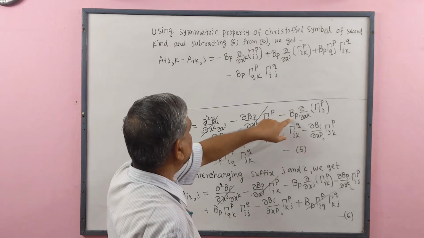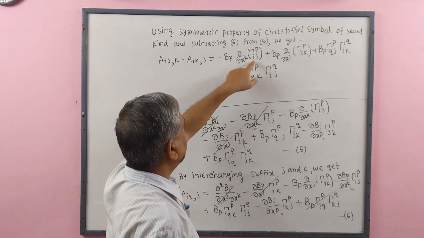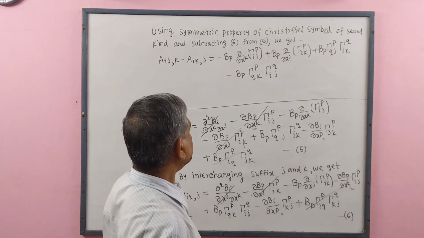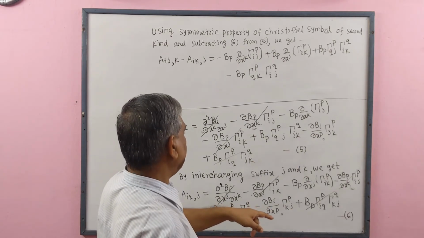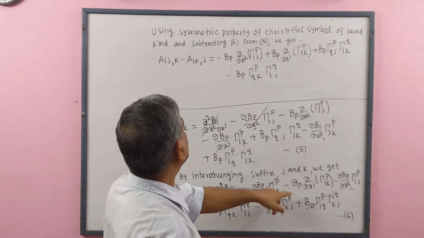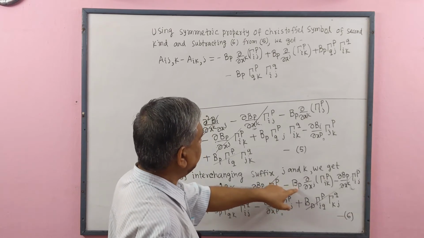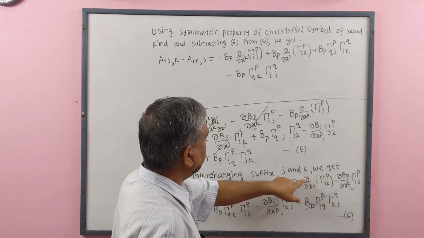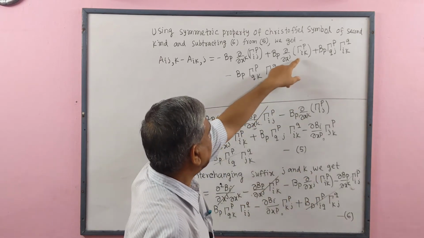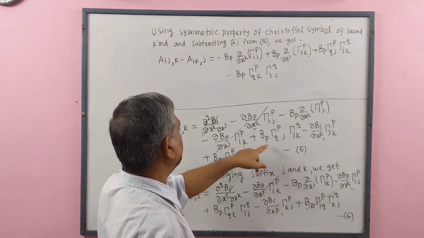This is the remaining term, minus BP del by del xk, Christopher symbol of second kind, Pij. Also we write here minus minus plus BP del by del xj, Christopher symbol of second kind. Now we write this term.